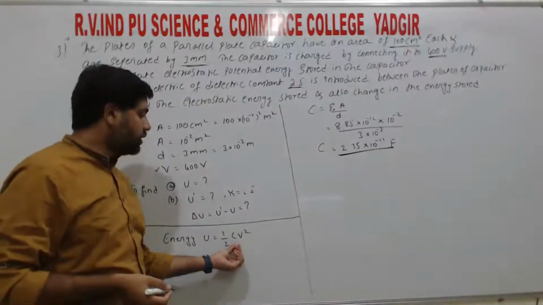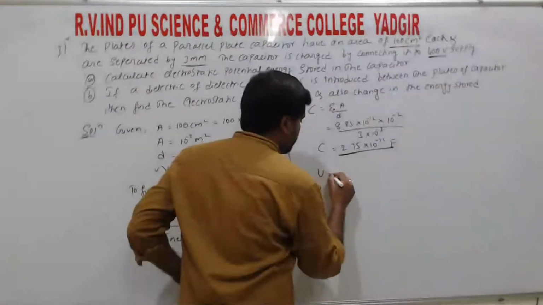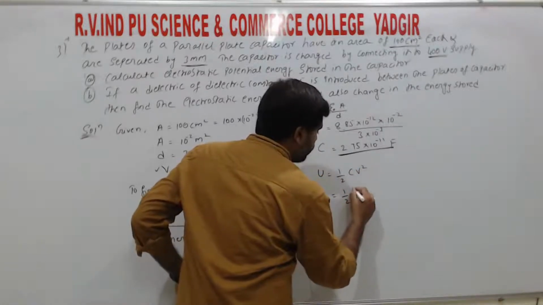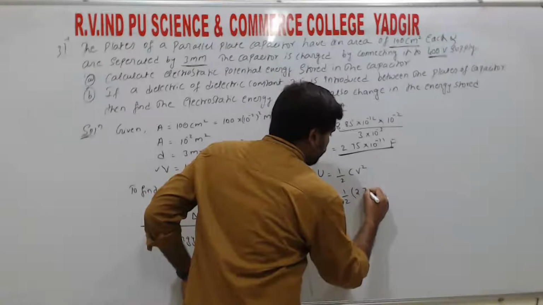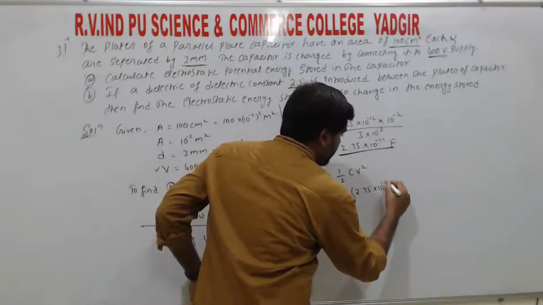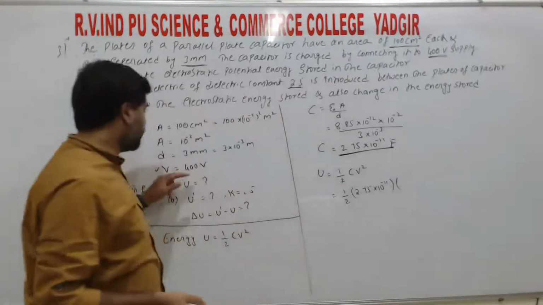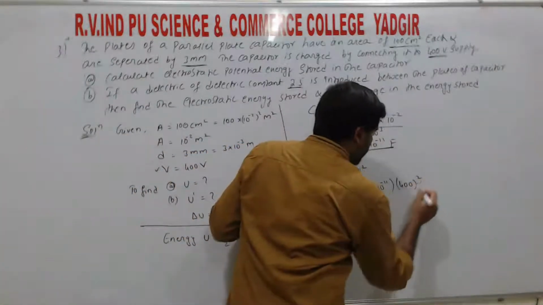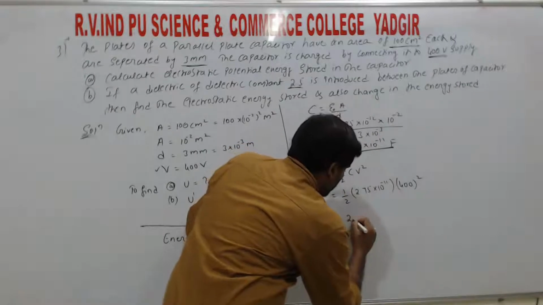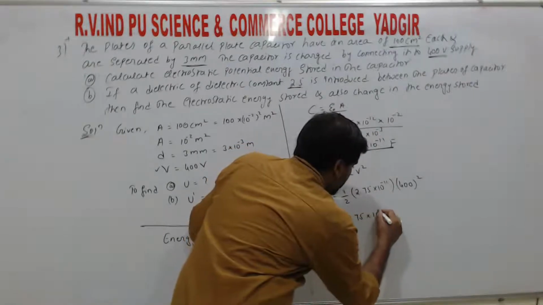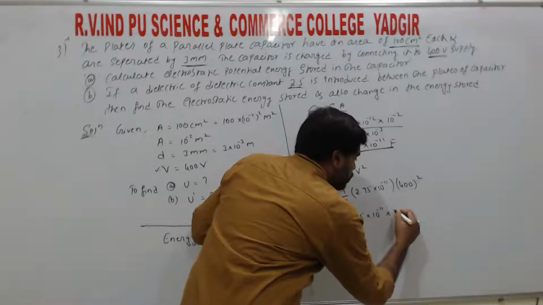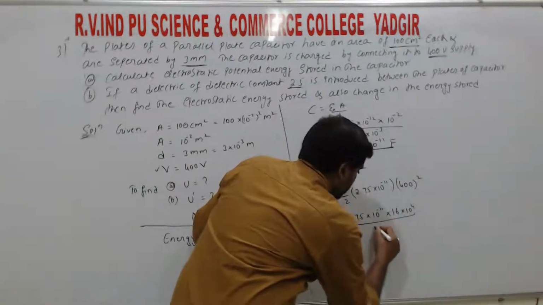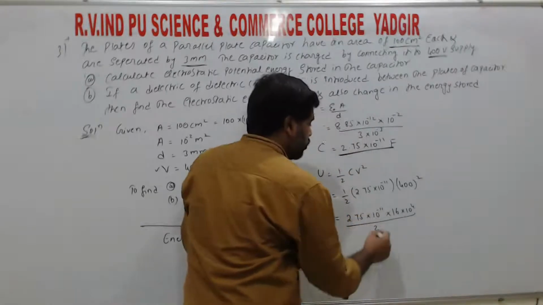Now substitute in this formula. U is equal to half C V square. So 1 by 2, C is 2.75 into 10 to the power of minus 11, and the given potential is 400, so that is 400 square. So 2.75 into 10 to the power of minus 11 into 4 square, 16, and 100 square we can write as 10 to the power of 4, divided by 2.